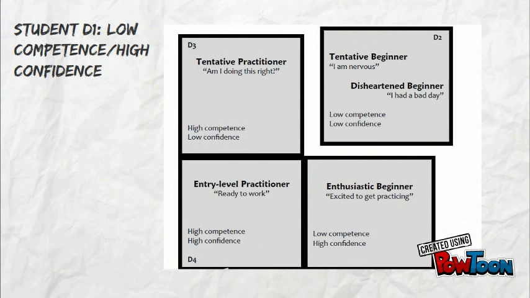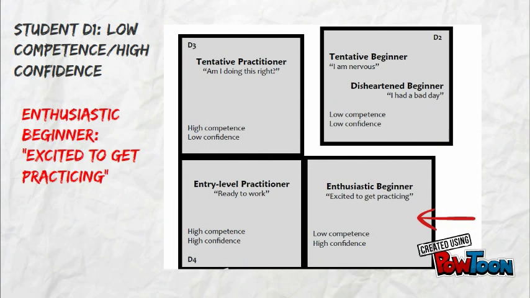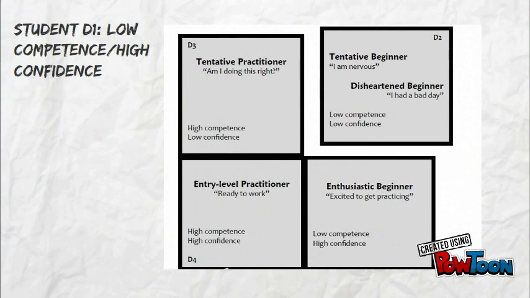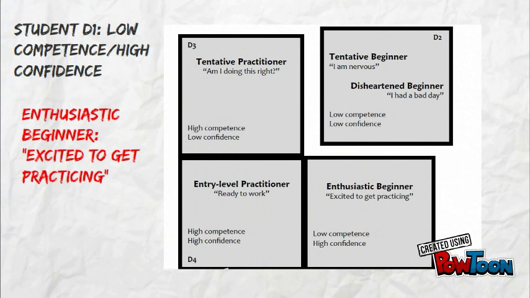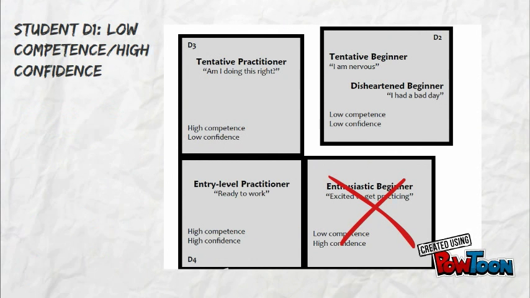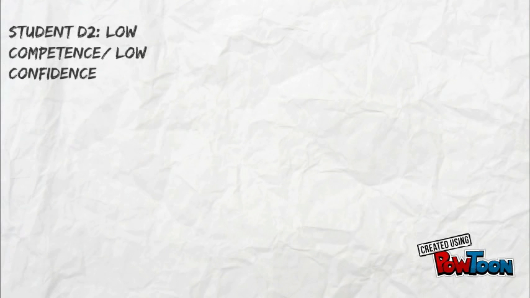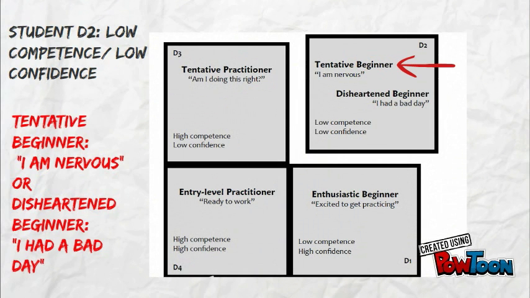When a student indicates they are at a D1, they have low competence or limited skills, but high confidence. So, for example, they might be very excited to get practicing. Early in the internship year, at the beginning of a new rotation, students may be at a D1. The student is anticipating the practical experience and looking forward to being out in the field and does not have any formal experience.